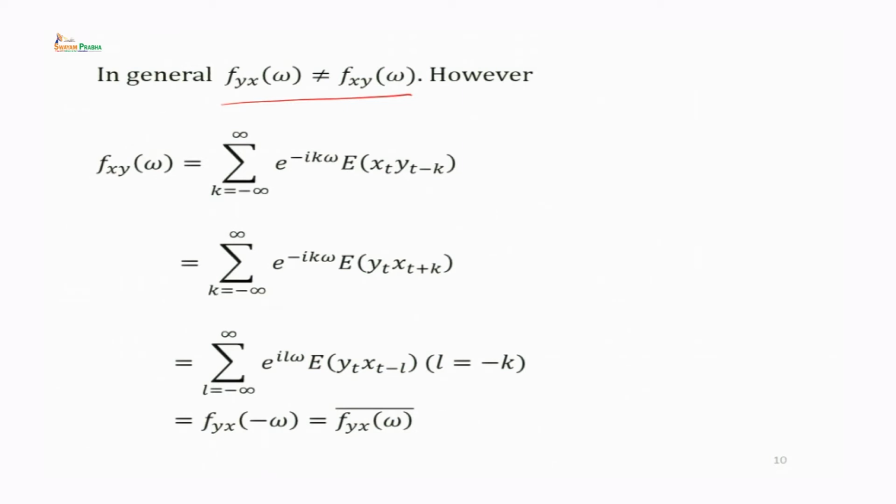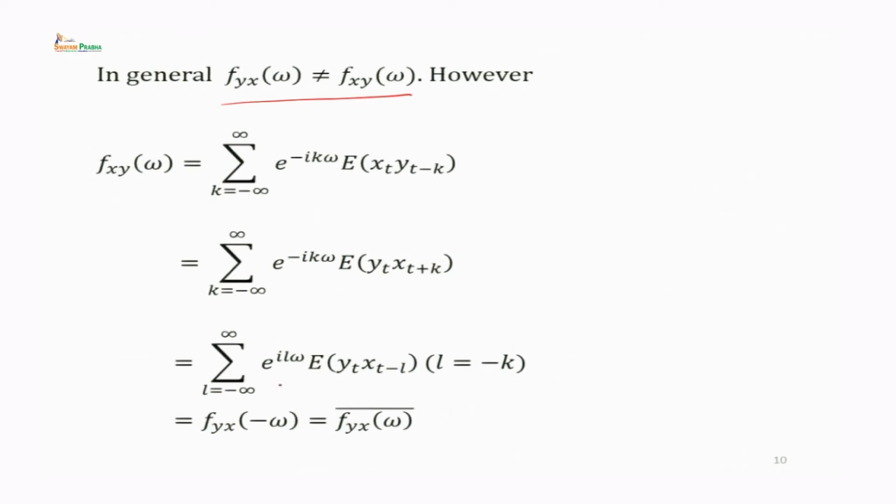Then you have f x y omega, you can write it as summation over k e to the minus I k omega expectation of x t y t minus k, and then you can write it equal to expectation of y t x t plus k. So, still the lag between x t and y t minus k is the same, t plus k minus t is k. And you write it equal to summation over L from minus infinity to plus infinity e to the power I L omega expectation of y t x t minus L, L is equal to minus k.